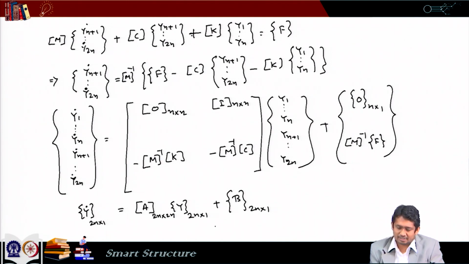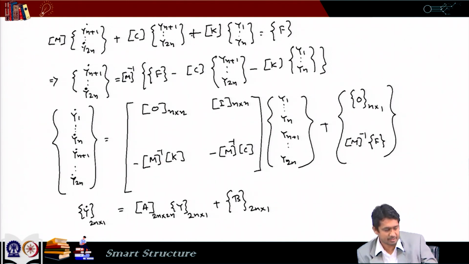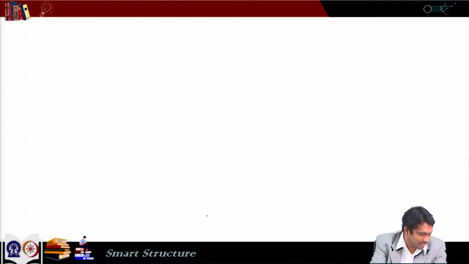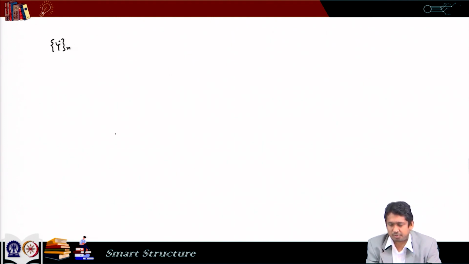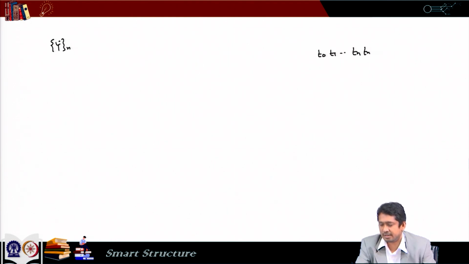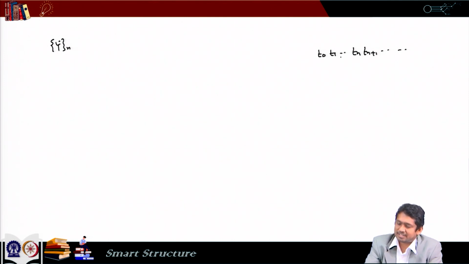Now, the question is how we can solve this system of equations. So, for that let us see a finite difference based technique. Before that, let us just explain that we are going to do time marching and solve it. So, on the time axis we have T0, T1, Tn, Tn plus 1 and so on. So, we have to solve it at every discrete time point.